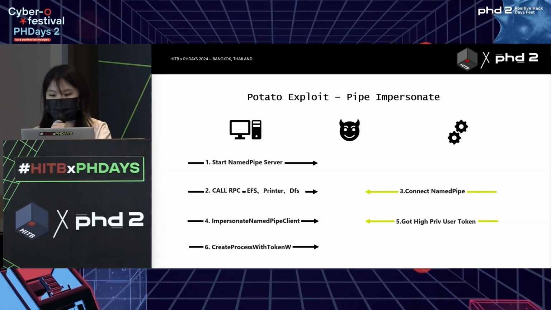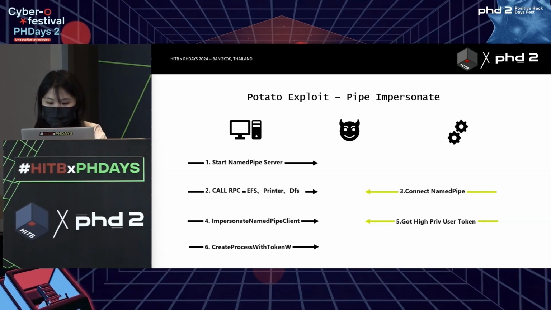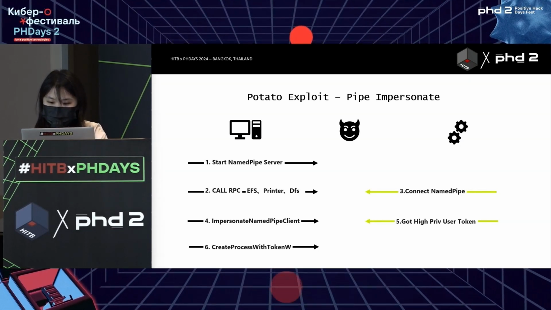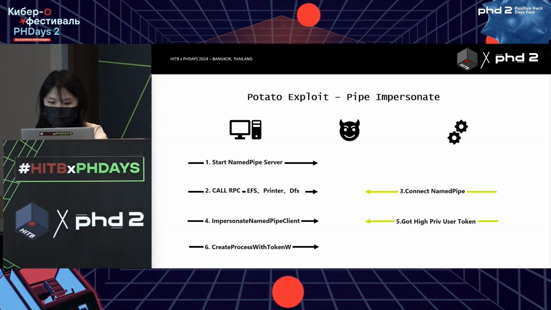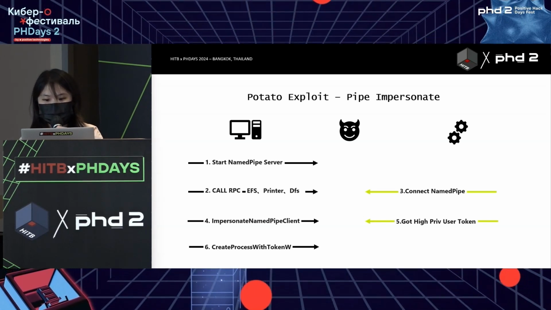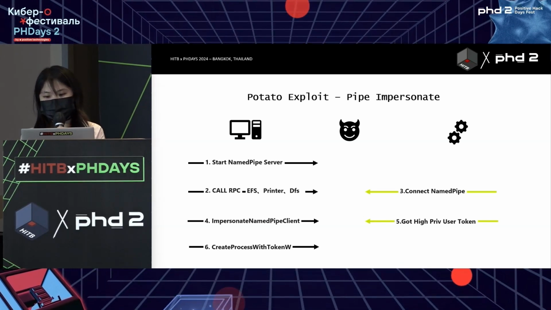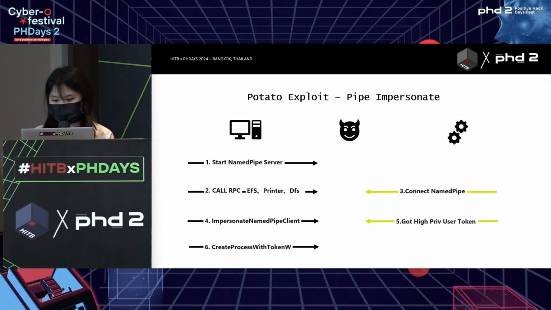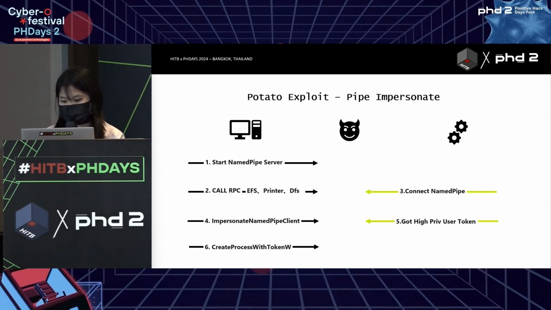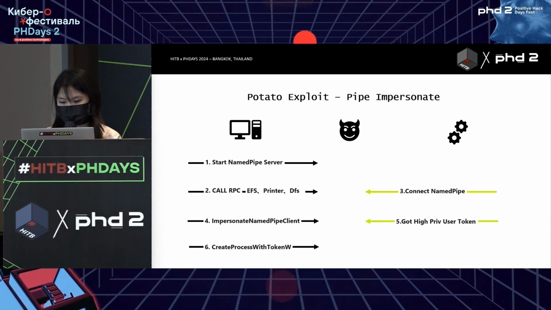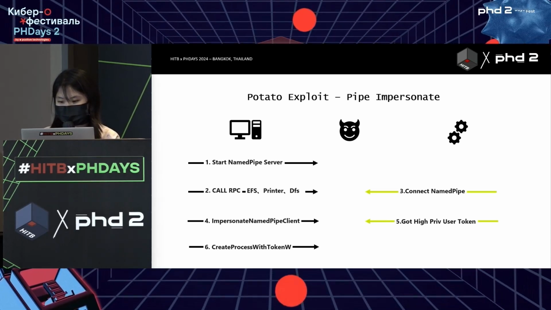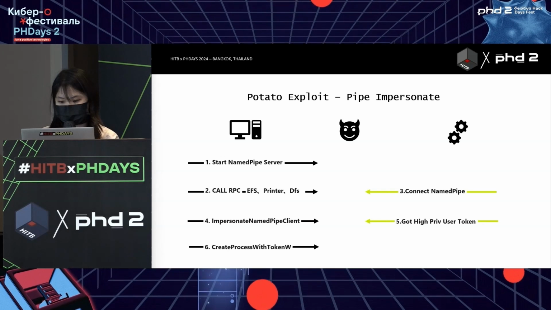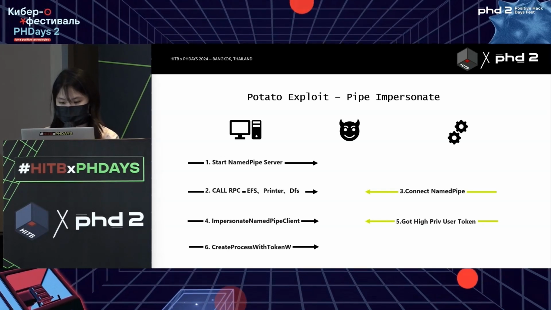This is one of the methods used by potatoes, named pipe impersonation. We need to allow high-privileged accounts to access our named pipes. After they access our pipes and write, we can impersonate the client of the pipe. In the first step, we use a low-privilege account to create a named pipe and set the permissions of the pipe so that anyone has access.